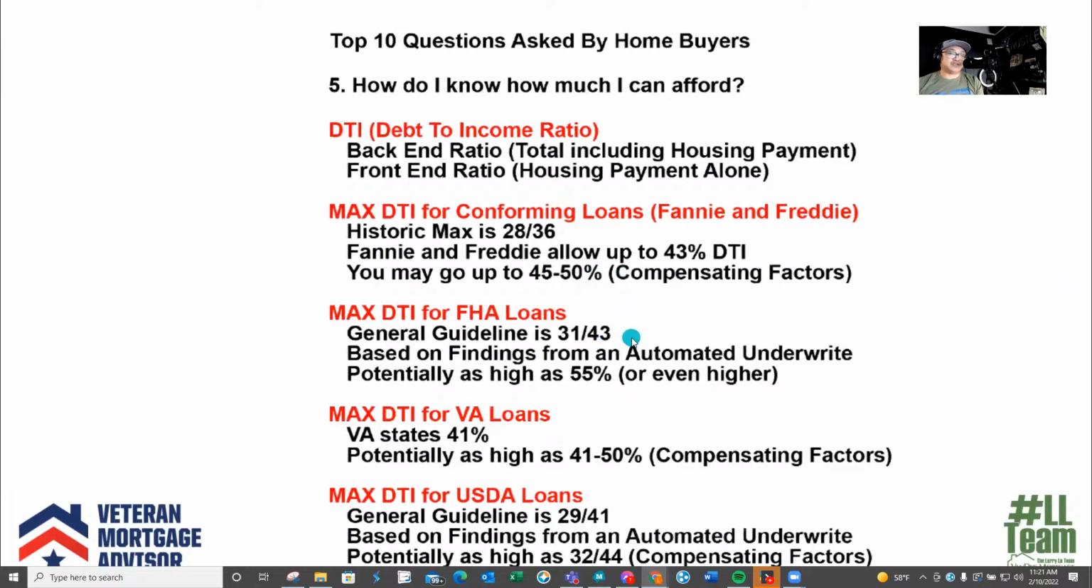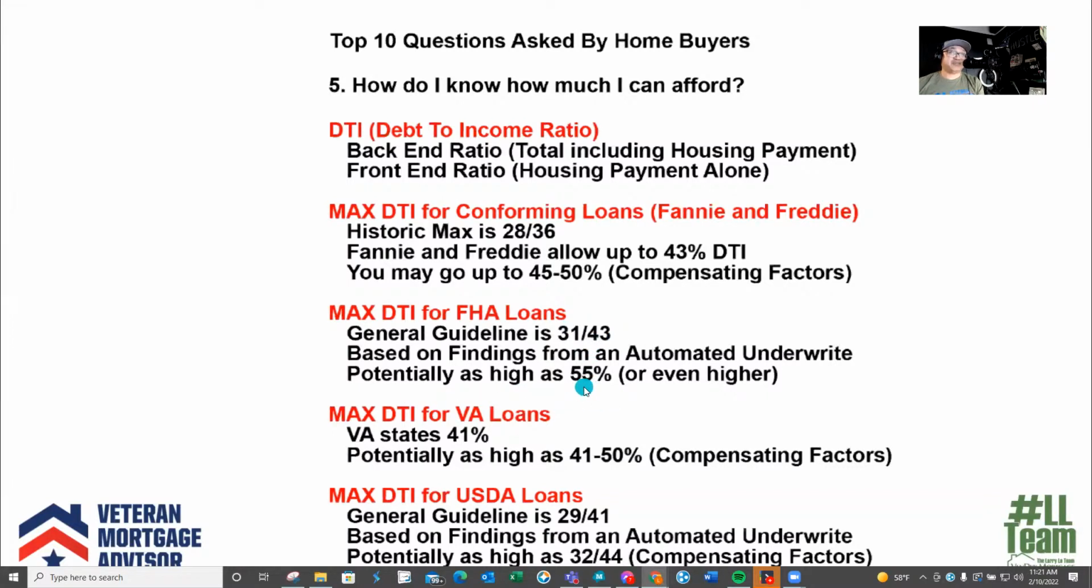For FHA, which is a little exceptional, FHA is a government loan, and they understand that people need more than they can afford conventionally. Conventionally, they just want you to afford it, but you might say, I need that extra room because I have an extra kid or whatever. FHA is a little bit more forgiving. So they actually have higher back end and front end ratios, and you can go up to as high as 55%.